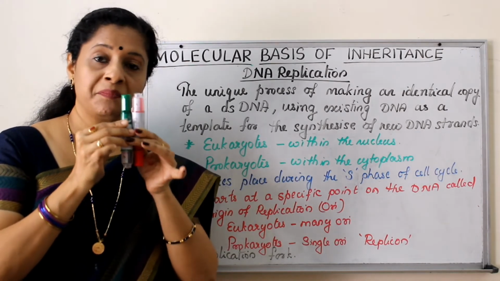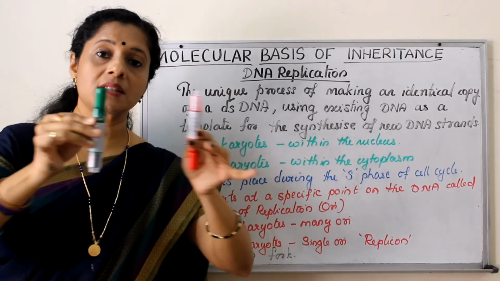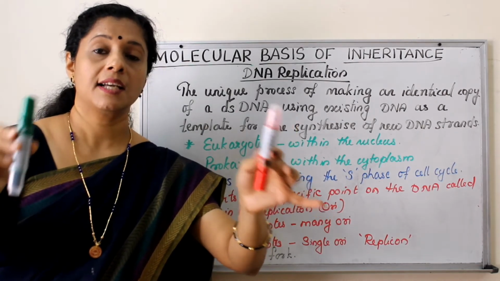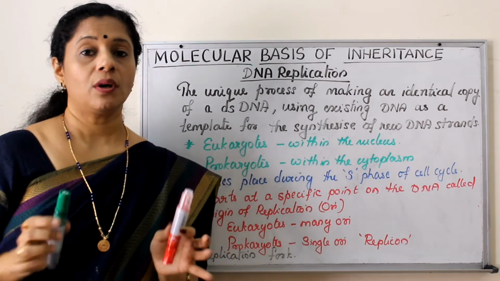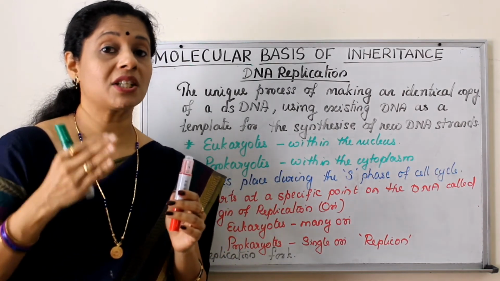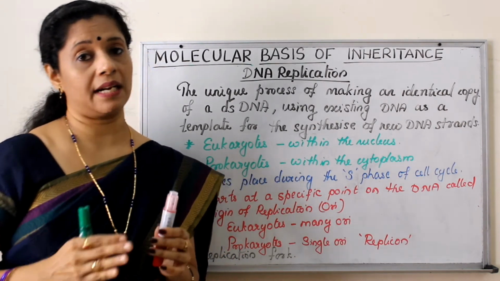At the same time, if this is a parental DNA, it is making an exact copy of it prior to division. Then what happens? This is going to different daughter cells. So each daughter cell is getting a complete set of DNA. So it has to happen that the replication has to happen prior to cell division.